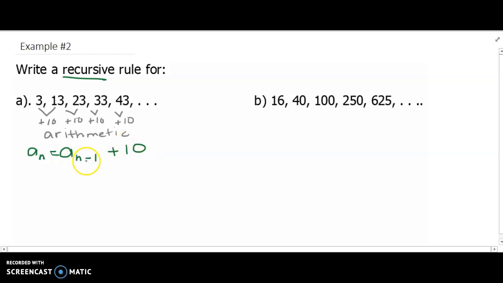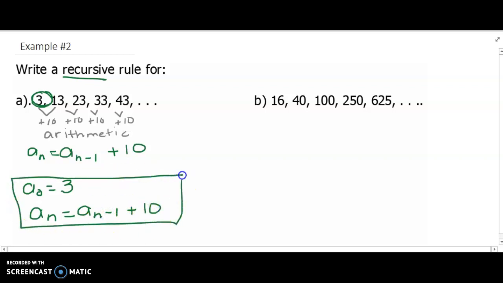But remember, in order to do our previous term plus 10, we have to write what our first term is. So we can say a sub 0 equals 3, and then a sub n equals a sub n minus 1 plus 10. That just tells me I'm starting at 3, and after that it's 3 plus 10, and then it's 13 plus 10, and then it's 23 plus 10, so on and so forth. If I look at part B, I notice that 16 to 40, I'm multiplying by 1.5. 40 to 100, I'm multiplying by 1.5.